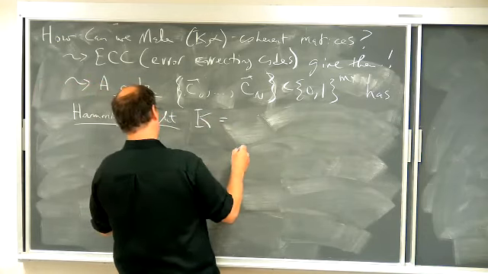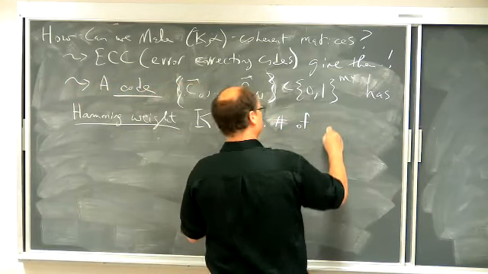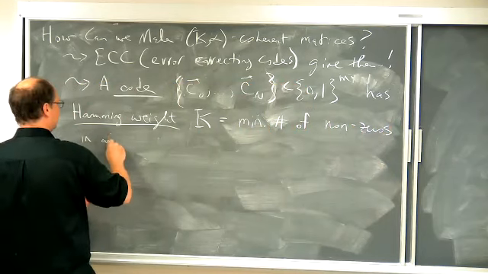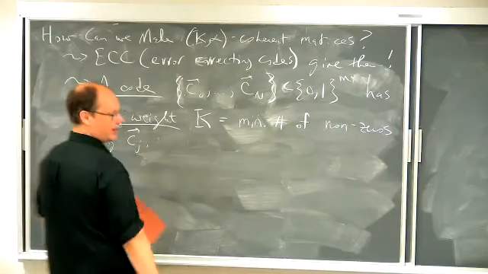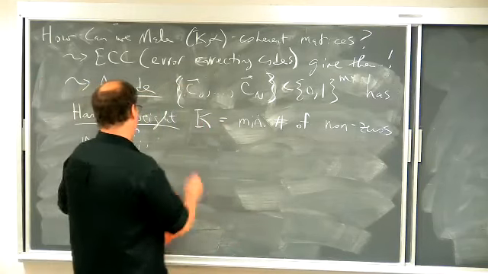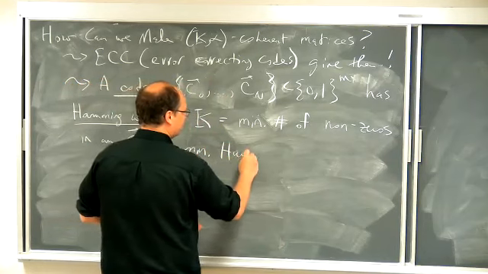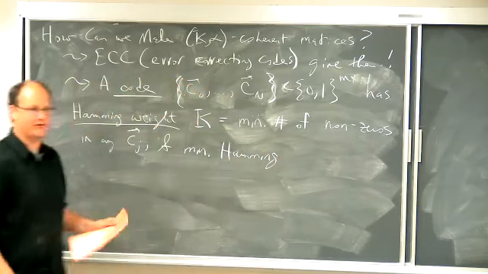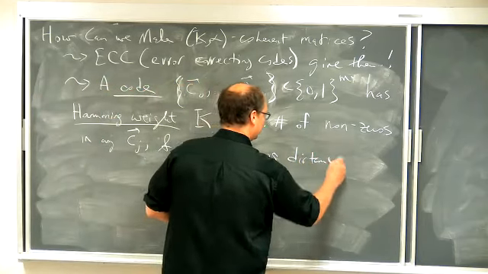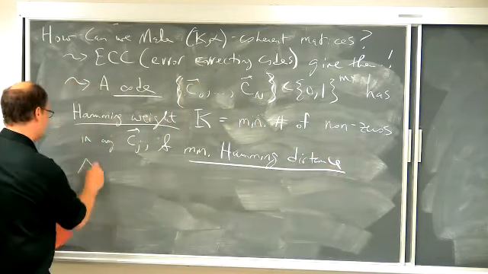And this is going to be equal to the minimum number of non-zeros in a code word. Right. Okay, so in other words, a number of ones. That's what the Hamming weight's going to be. And the minimum Hamming distance, which is another thing that you'll find if you look up what an error correcting code is for the first time, is defined in that literature to be the following. So I'll call it delta.